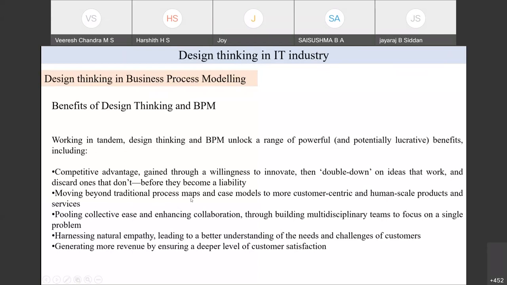Moving beyond the traditional process maps and case models to more customer-centric and human-scale products and services. Everyone is now talking customer language. Then pooling collective ideas and enhancing collaboration through building multidisciplinary teams to focus on a single problem, harnessing natural empathy, which is very important, as I've already told you. This leads to a better understanding of the needs and challenges of the customer, generating more revenue by ensuring a deeper level of customer satisfaction.